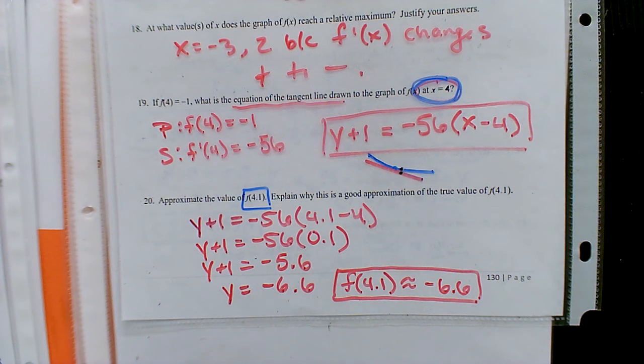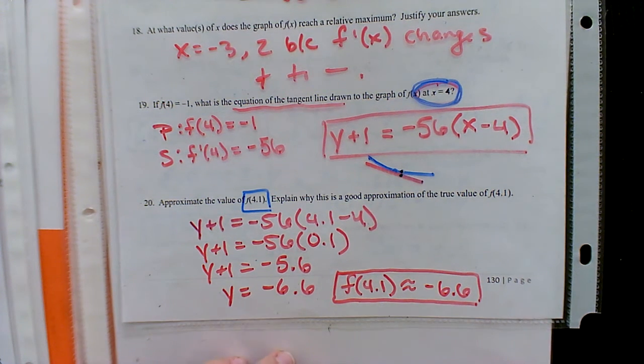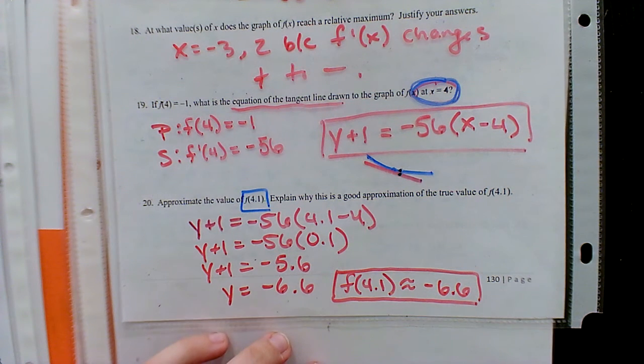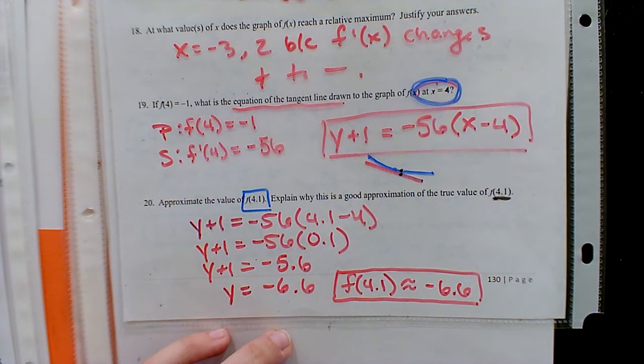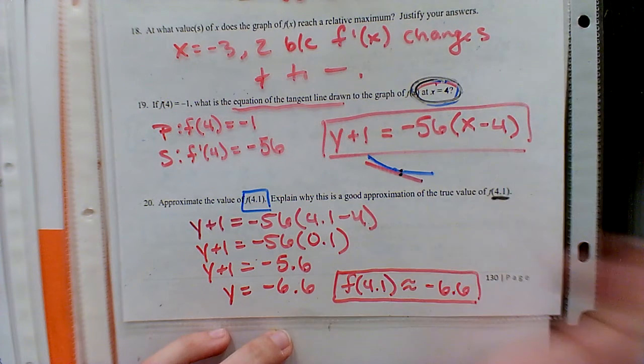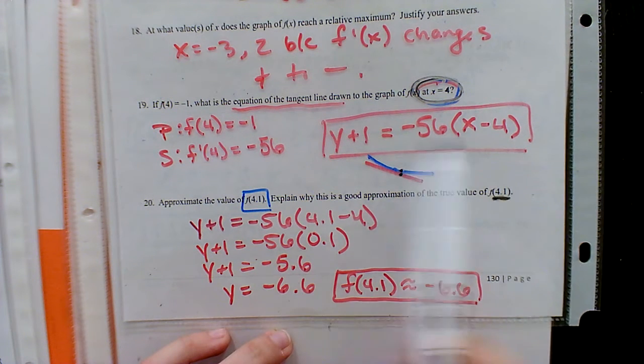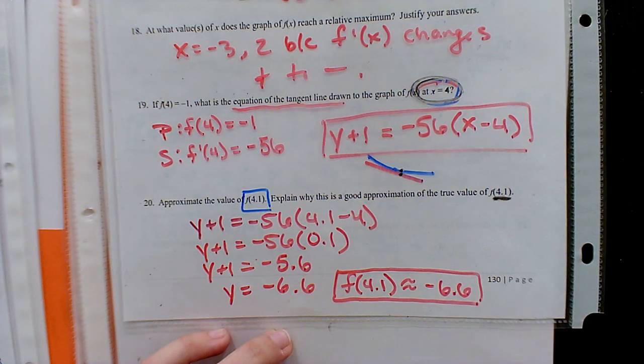Explain why this is a good approximation. How do we know for sure that this is fairly close to what the actual value is? What do you think, Vinny? Well, since it's only 0.1 away from it, really close to the actual value, the closer the line is, the more accurate you are. So this 4.1 that we're testing is really close to that tangent point that gave us that tangent line equation.